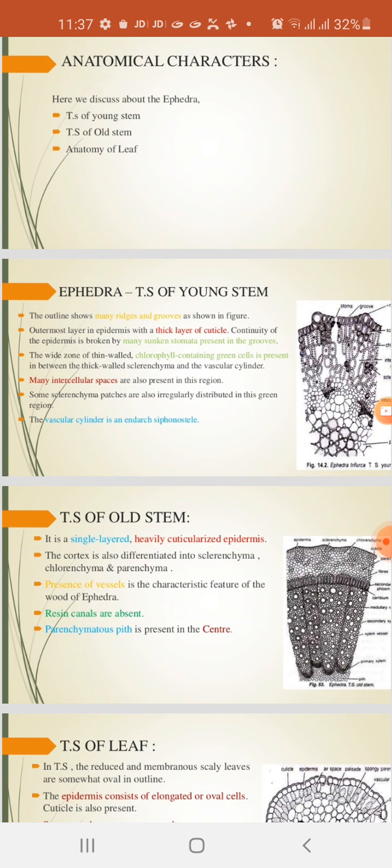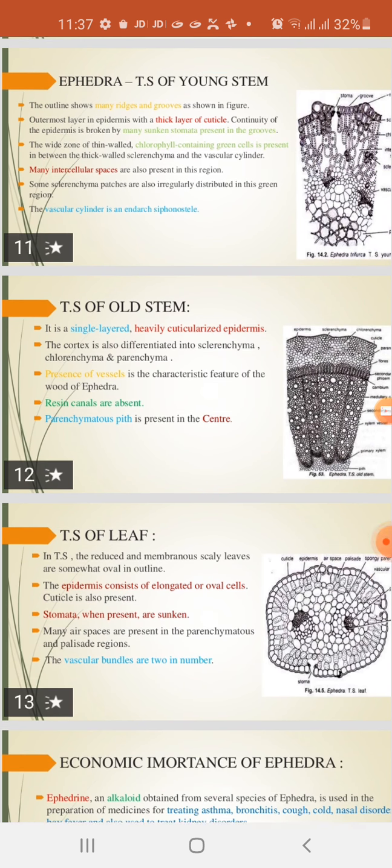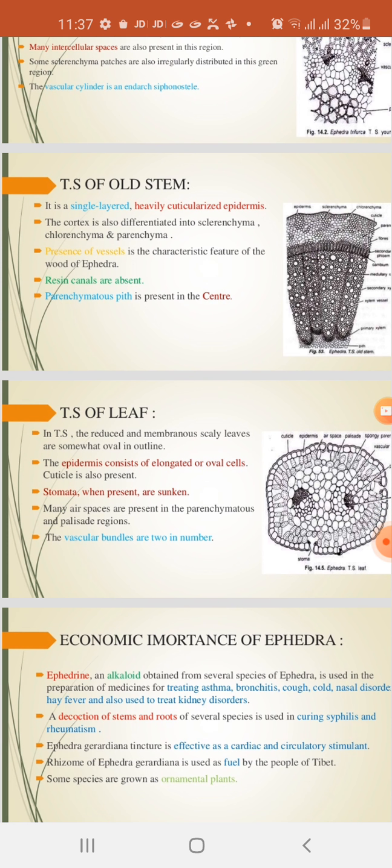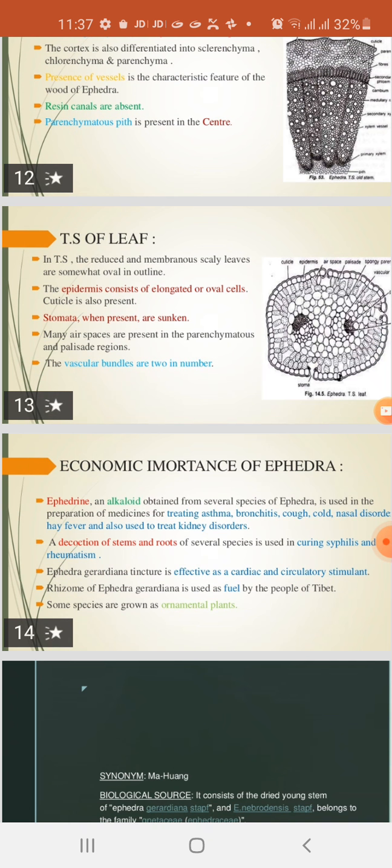In the TS of the old stem there is a single-layered, heavily cuticularized epidermis, vessels are present, resin canals are present, and a parenchymatous pith is present in the center. In the TS of the reduced leaf, the leaf is reduced, membranous and scaly, and the epidermis consists of elongated and oval cells. Stomata, when present, are sunken, and vascular bundles are two in number. As for economic importance, Ephedra contains ephedrine, an alkaloid that is used in several medicines.